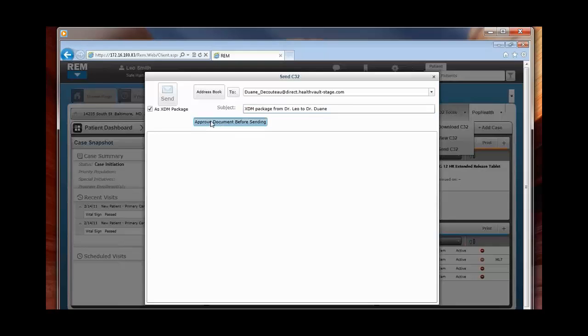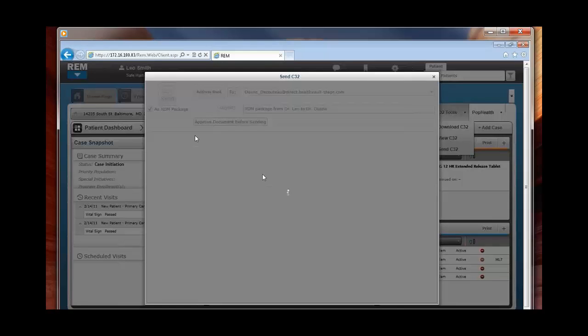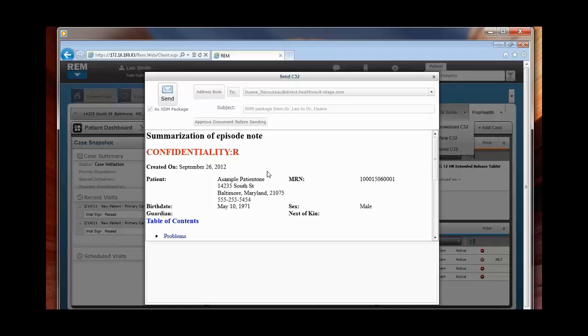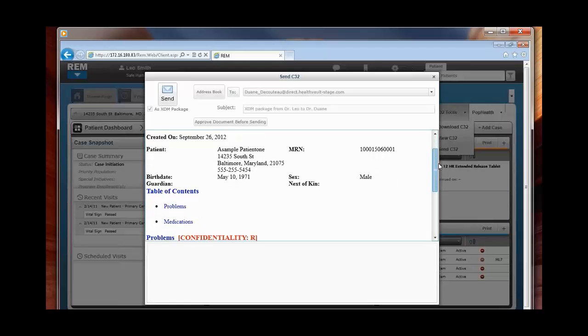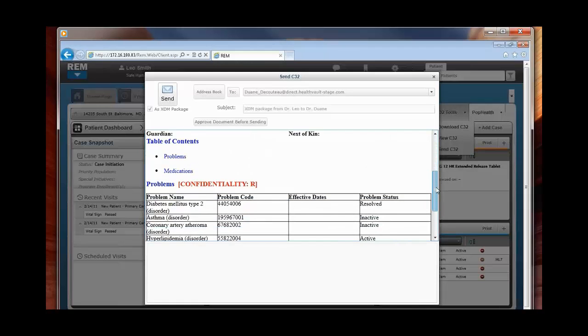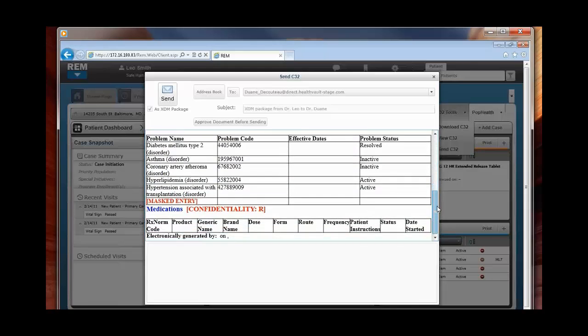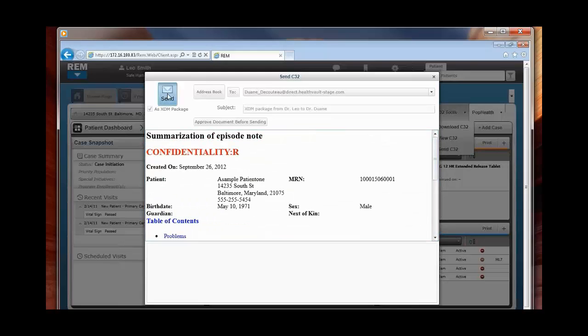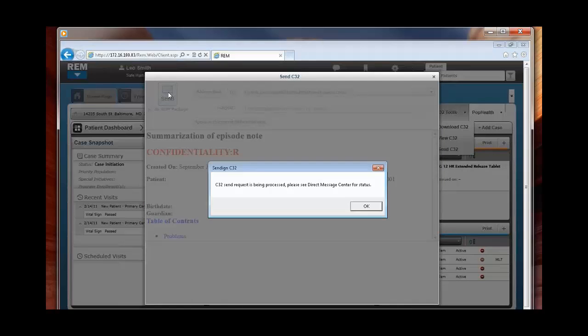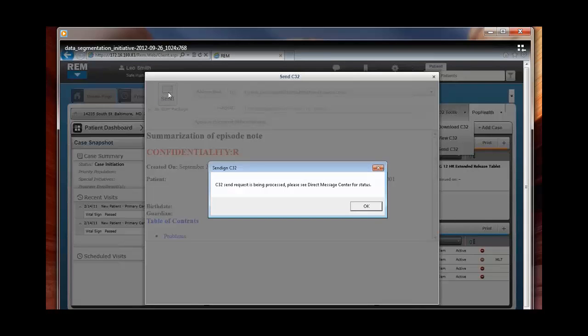An authorization event occurs blending both patient consent and organizational policy to determine if the recipient is authorized to receive our test patient's data. Additionally, obligations for handling and annotations are returned based on the patient's wishes, organizational policy, and jurisdictional constraints. The summary of the episode note is tagged and annotated and presented to Dr. Leo prior to his release to Dr. Duane. Dr. Leo approves the resultant C32 for delivery.